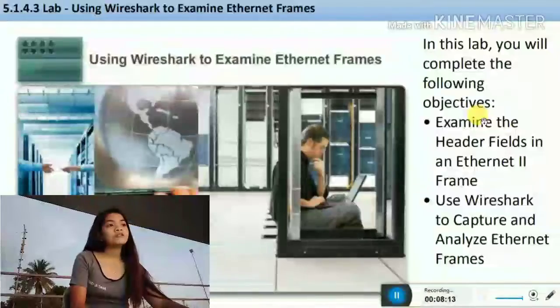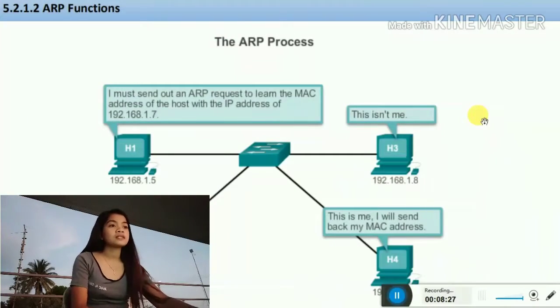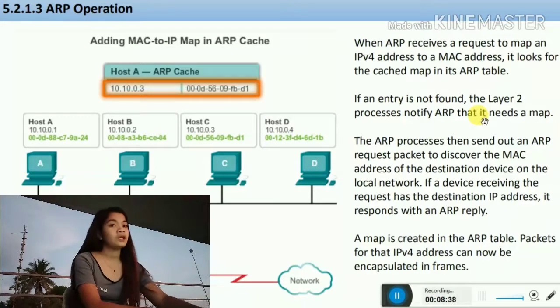If an entry is not found, the layer 2 process notifies ARP that it needs a map. The ARP process then sends out an ARP request packet to discover the MAC address of the destination device on the local network. If a device receiving the request has the destination IP address, it responds with an ARP reply. A map is created in the ARP table. Packets for that IPv4 address can now be encapsulated in frames.